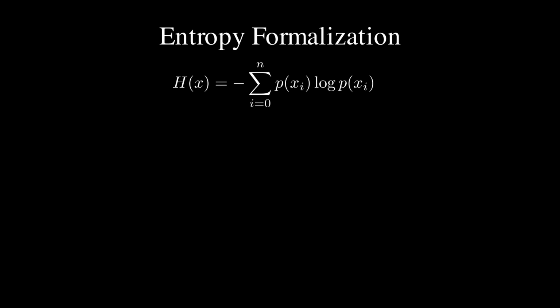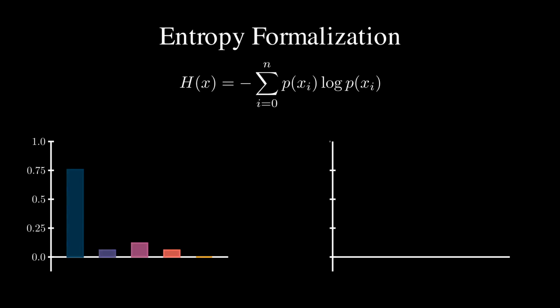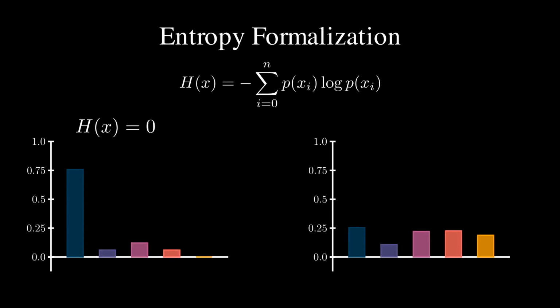If we look at these two example probability distributions, this results in a low entropy for distributions where we have a few high probability events and many low probability events. And for a distribution with many relatively low probability events, we have high entropy.